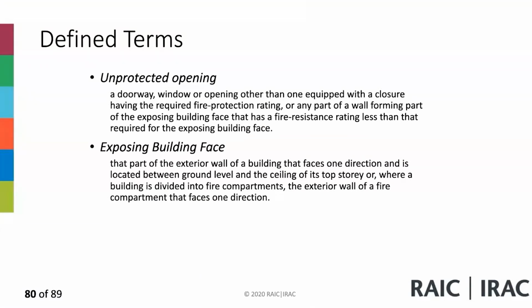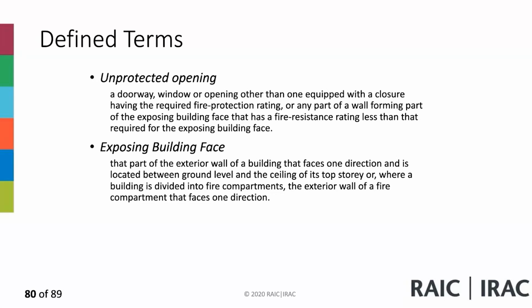It's a doorway, a window, or opening other than one equipped with a closure having the required fire protection rating, or any part of the wall forming part of the exposing building face that has a fire resistance rating less than that required for the exposing building face. So if I have any opening in the wall, a window, a non-fire-protection-rated door, or a wall that has a rating but it's less than the rating required based on the limiting distance and for that type of building, then I have an unprotected opening.